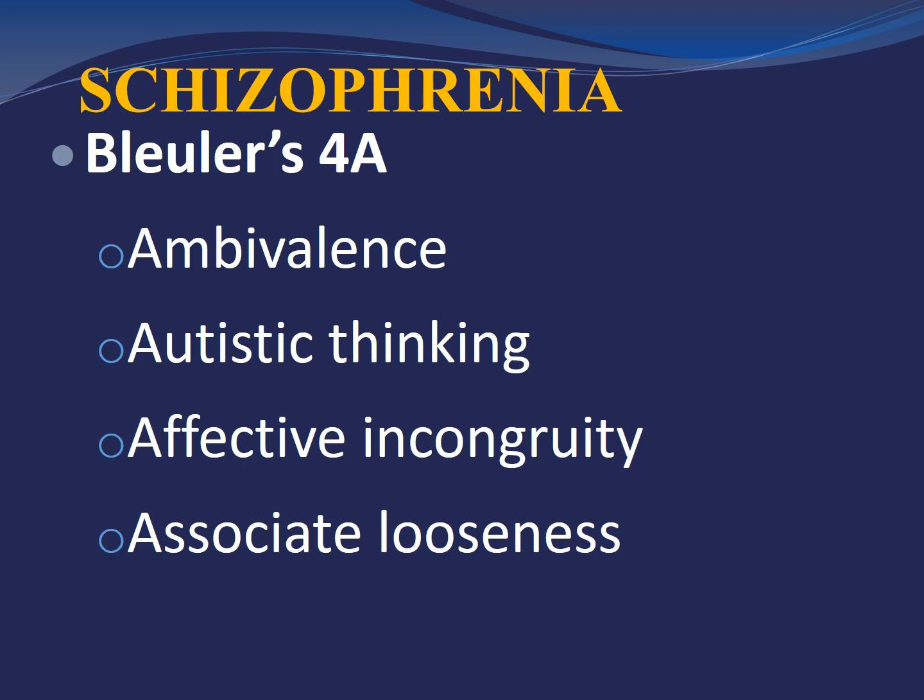Another is the 4 A's, that is again a previous older sign and symptoms of schizophrenia given by Eugen Bleuler. It includes ambivalence, autistic thinking, affective incongruity, and associative looseness.